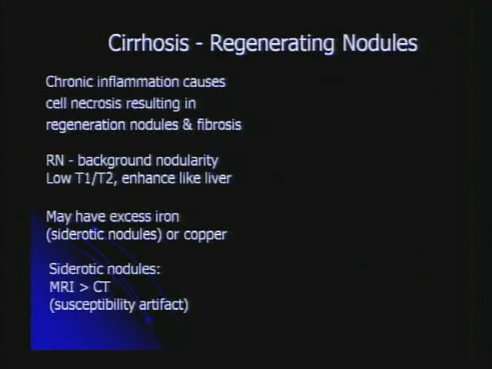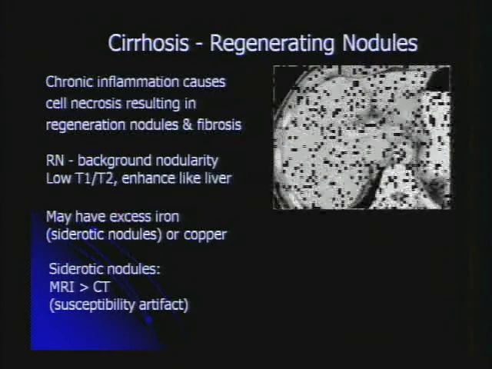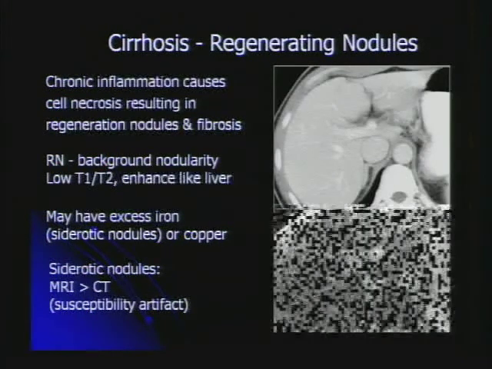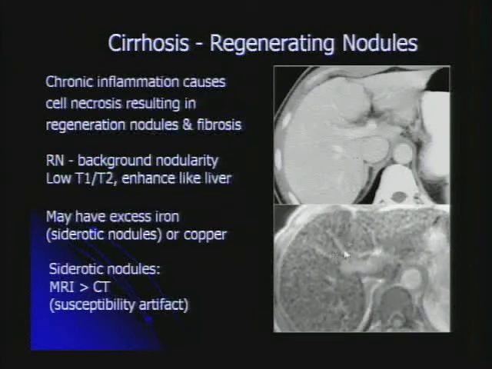Now, as far as MRI and CT goes, MRI is much, much more sensitive for detection of regenerative nodules because of the iron content. And here's an example. These two images were taken 1 week apart, same patient, same liver. CT looks fine. No obvious nodularity. MRI is filled with siderotic nodules. This is because the MRI picks up that iron.